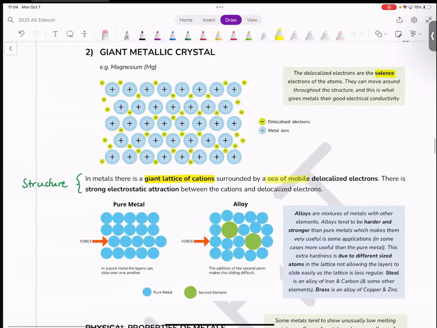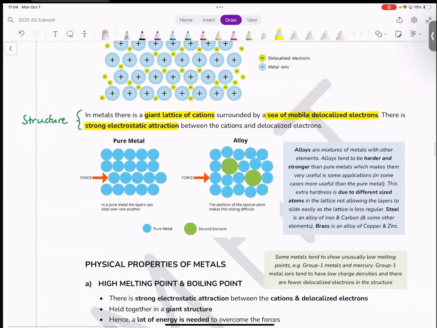A sea of mobile delocalized electrons. You must use the word delocalized here. There is strong electrostatic attraction between the cations and delocalized electrons. Okay. Next, alloys.